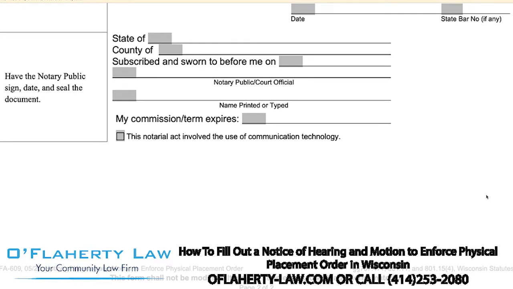Otherwise, you're going to have to do a fresh form. So again, don't modify the form. Every single form that's available on the Circuit Court website, don't modify them. They are very specifically formatted to be acceptable to the court system and the state e-filing system.